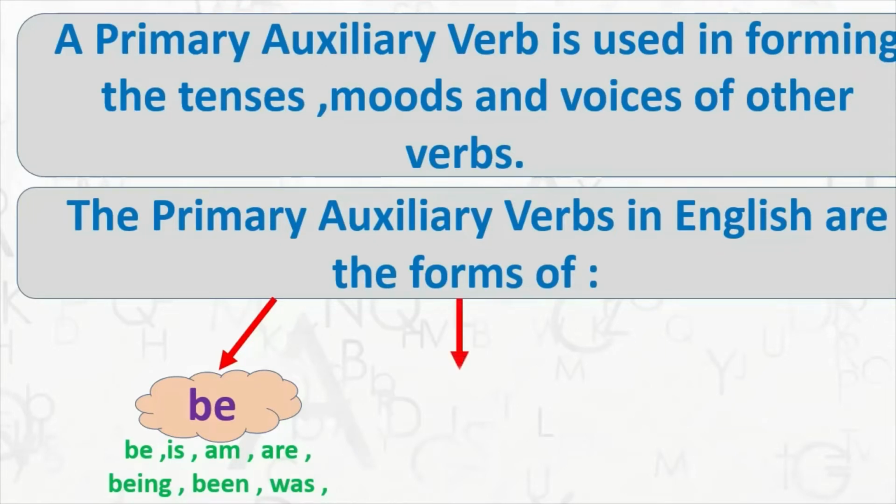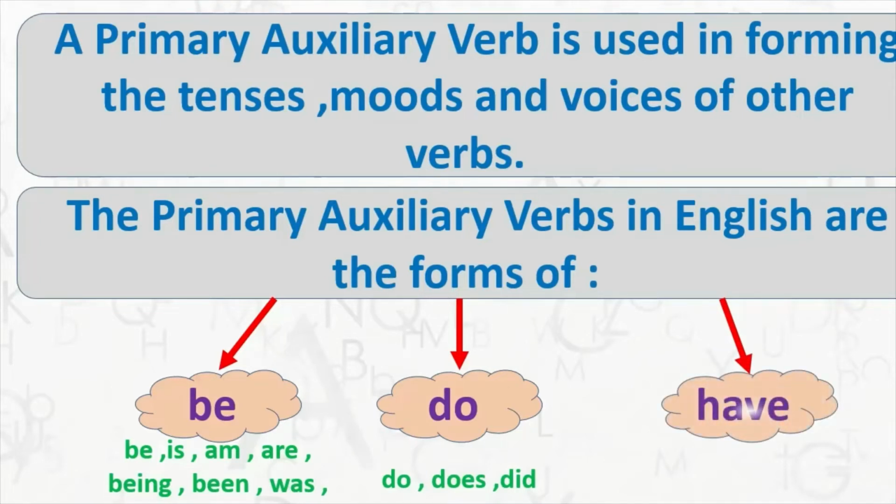Then it could be the other one, that is do, and there could be various forms of do, for example do, does, did. Okay, and then you have the next one, and that is have. Now when you say have, it could either be in the form of have, has, or had. Alright, so the primary auxiliary verbs, these are the main ones, that is be, do, have.